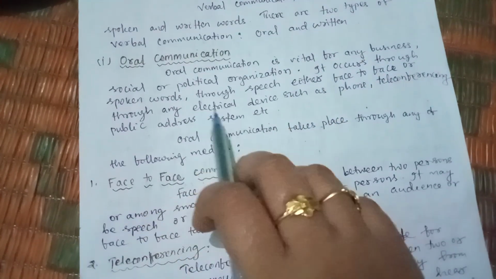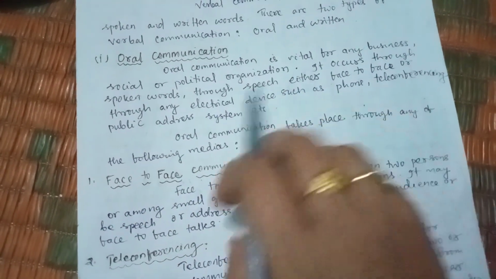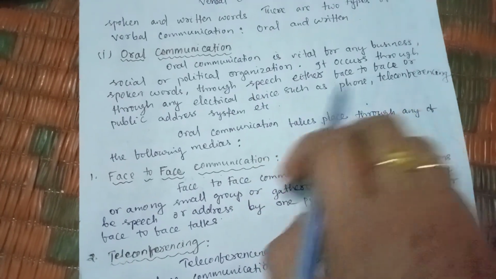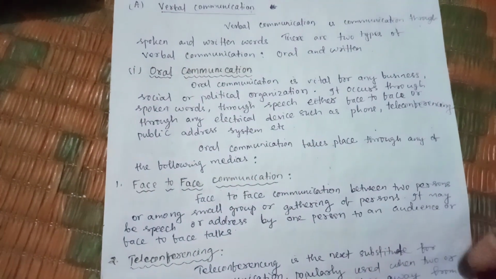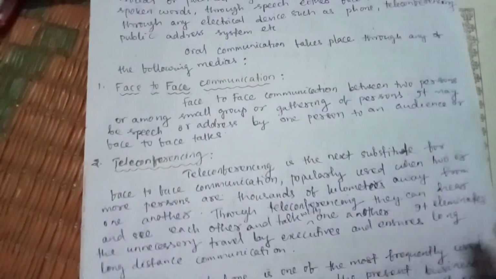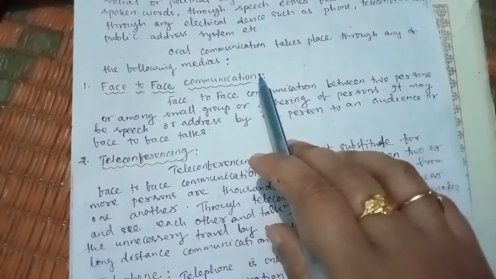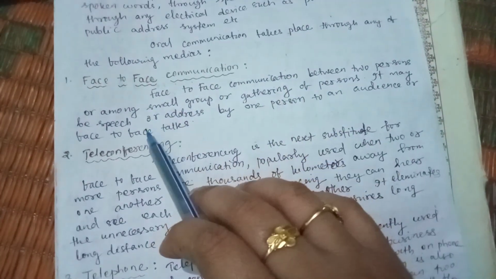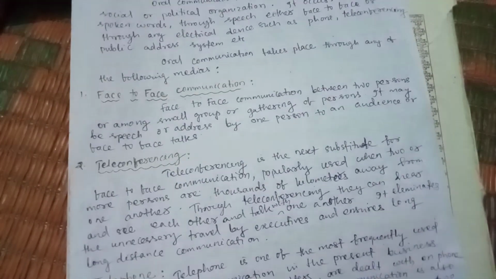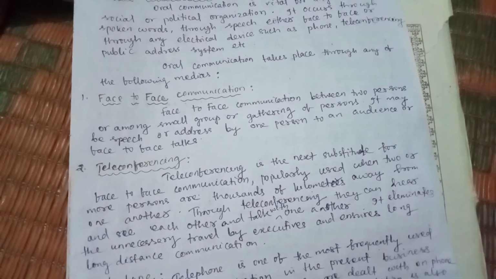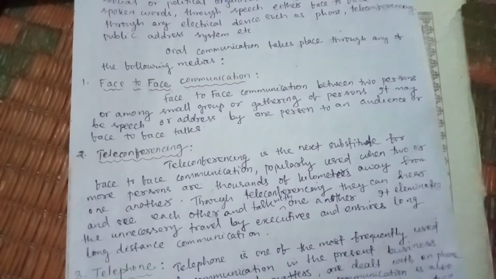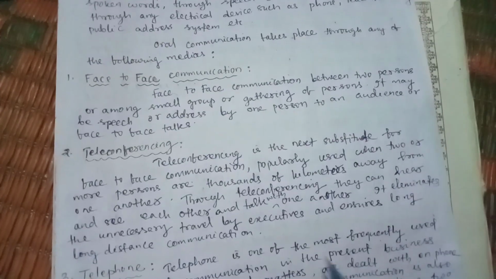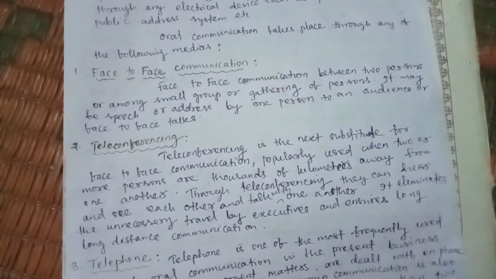It occurs through spoken words, through speech either face to face or through any electrical device such as phone, teleconferencing, public address system, etc. Oral communication takes place through any of the following media: face to face communication. Face to face communication between two persons or among a small group or gathering of persons. It may be speech or address by one person to an audience or face to face talks.